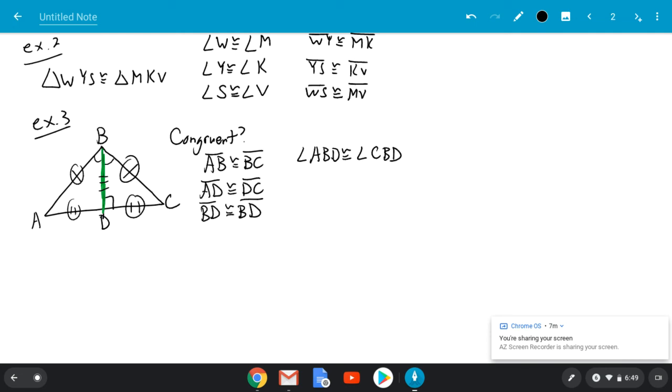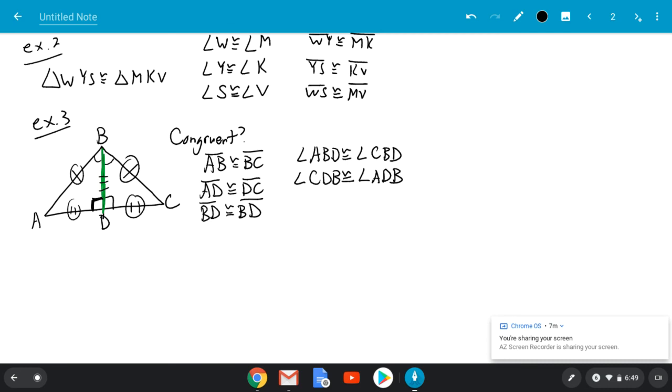We have this right angle on the right triangle here, angle CDB. We know then that on the left side, it has to be also a right angle. So ADB. So now the next thing is, what about angles A and C?